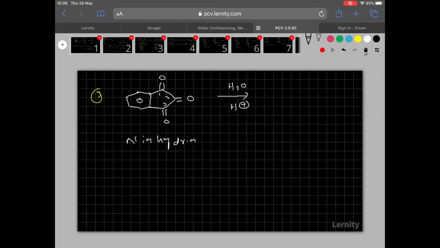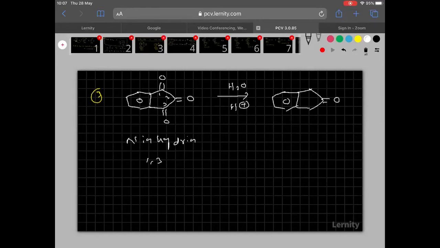So please solve this one. That was the question asked here. 3 carbonyls are present. Out of all the 3, which will react with water? Try to understand this one. So the answer is 1 and 3. Okay, why 1 and 3? That also we are going to see now. Now see clearly. So 1 and 3, that means 2 is as it is.